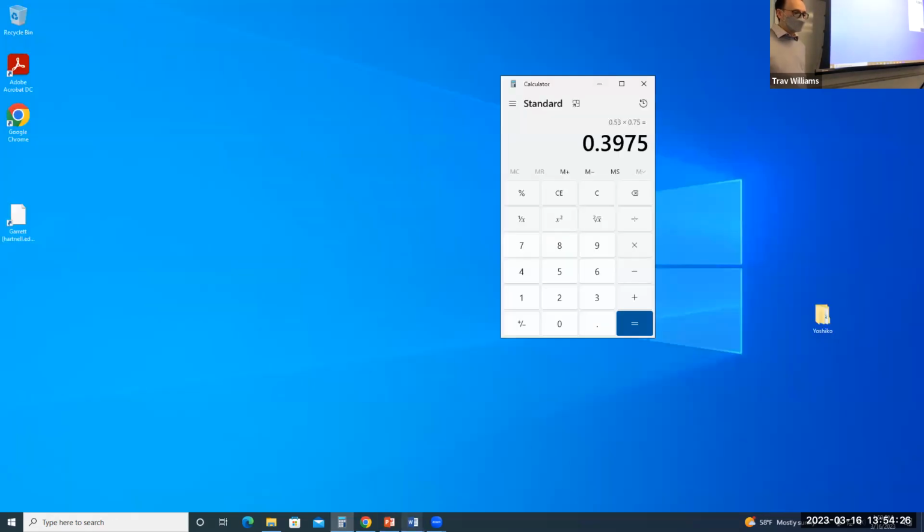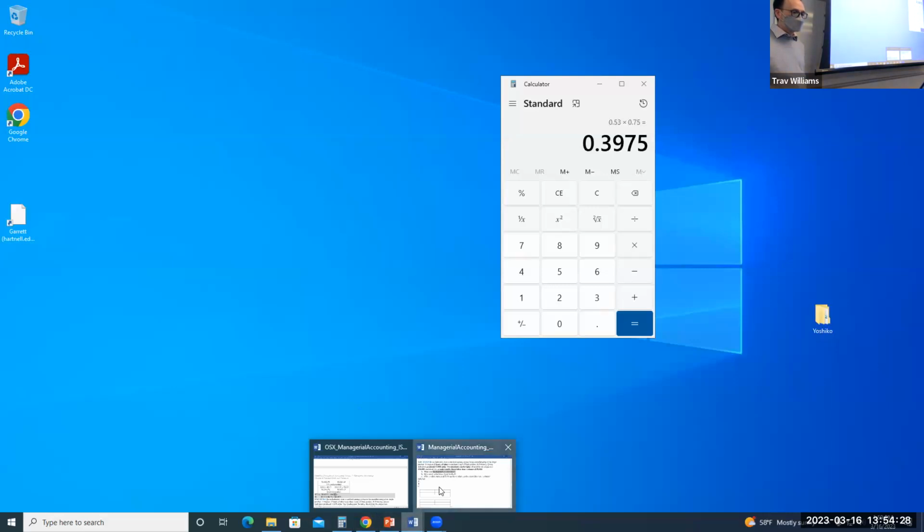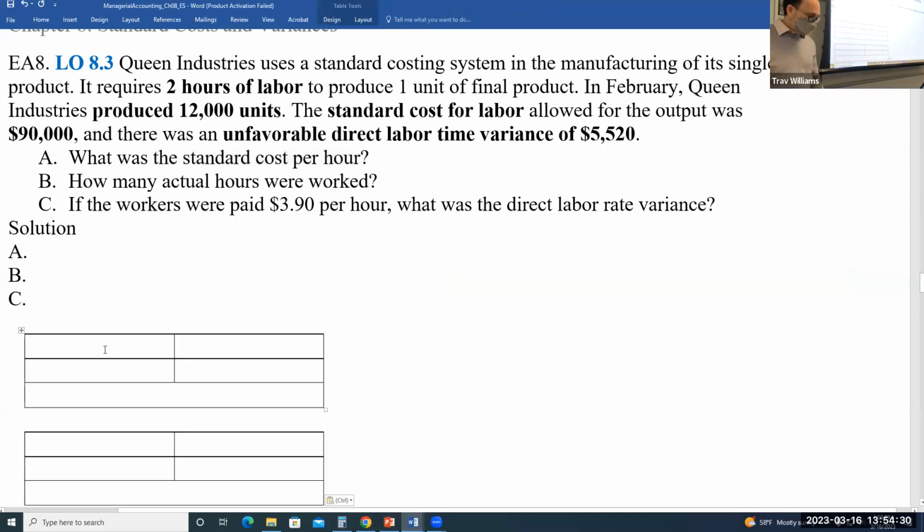Oops, too many clicks. So it's going to be actual hours, because that's what we call quantity when we're talking about labor, times actual rate minus actual hours times the standard rate. And the standard rate is what we're trying to figure out. So let's see if we have all the other information.